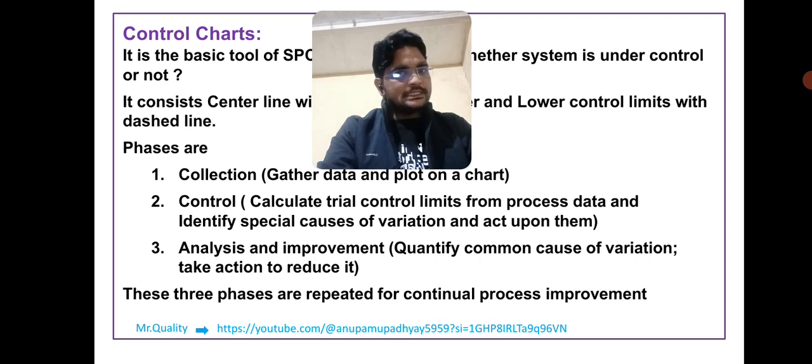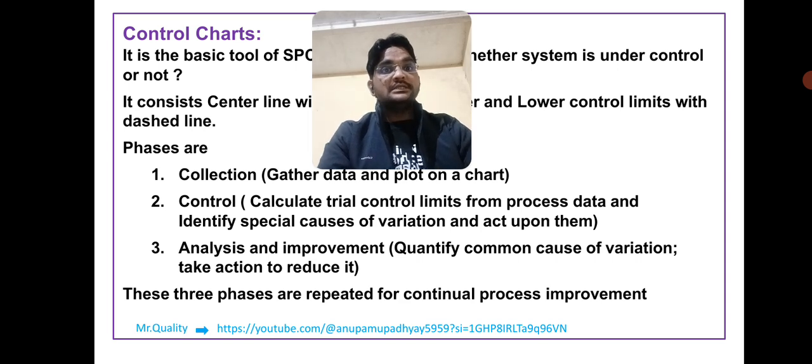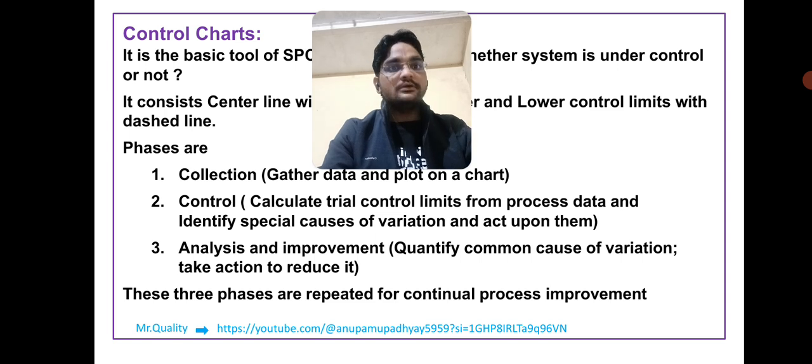First is collection, data collection and plotting on the chart. Second is control, meaning upper and lower control limits, and if there is any special cause variation, an assignable cause variation present, we should act on it and remove it. And the third one is analysis and improvement.